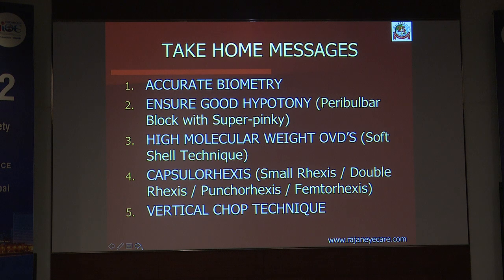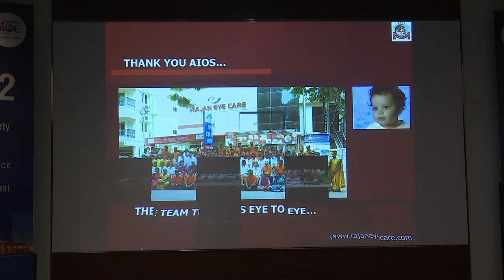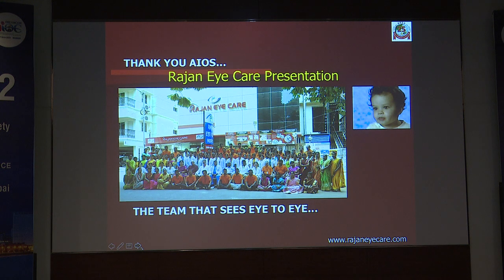The take-home message is accurate biometry, ensure good hypotony, high molecular weight viscoelastic, capsulorhexis, different ways of which you can skin the cat, and vertical chop technique, making sure that you are doing well. End of the day, you should know what the patient is in for. The patient's expectations are very high when they have a multifocal lens. You have to make sure, always go by the fellow eye. If the fellow eye is good, probably most of the times you are right in putting a multifocal in the mature cataract. Thank you very much for the wonderful opportunity.